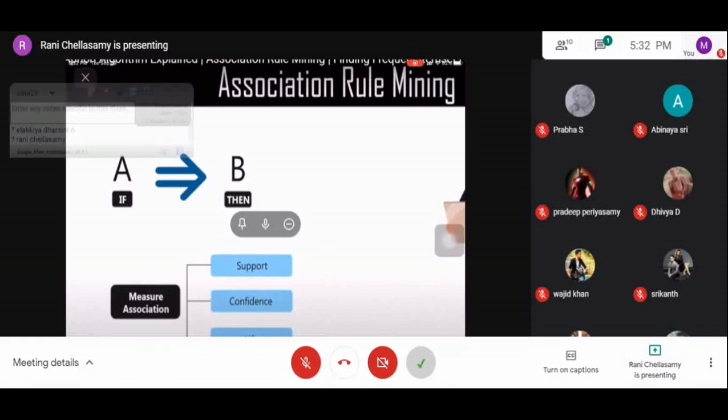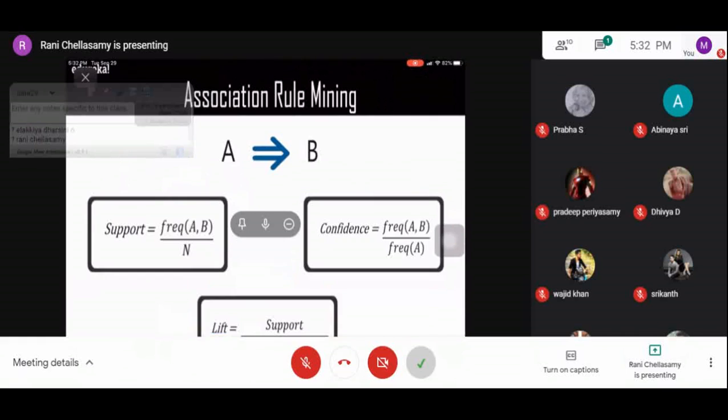There are some formulas to calculate these three measures for association rule mining. The support is calculated by the frequency of A and B divided by the total number of transactions, which is represented as n. The confidence is calculated by the frequency of A and B divided by the frequency of A. And lift is calculated by the support of A and B divided by the support of A times the support of B.